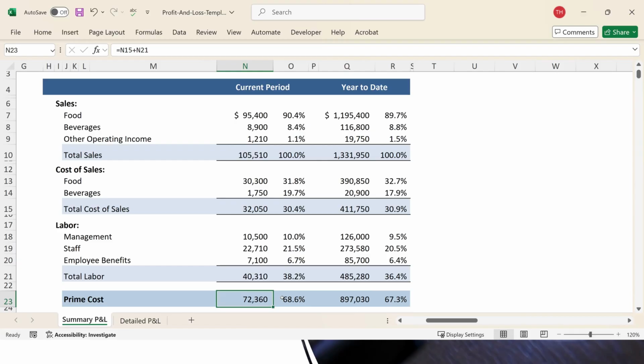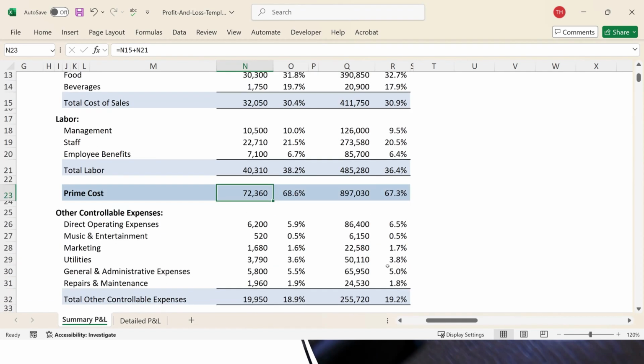So for the current period, our prime cost was 72,360, and our percentage was 68. Compare that to our year to date, we're a little above. Now, that could be because maybe we have a higher labor cost or a higher food cost that we were not expecting. But again, it's good to have this in front of you. You can see it right here, 68.6 versus 67.3. So it gives you an idea of what's going on.